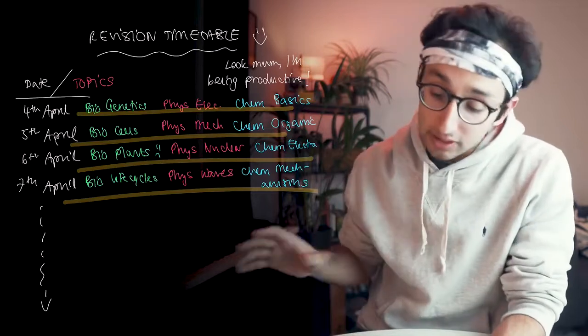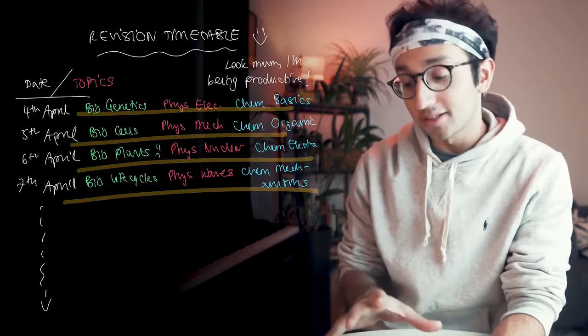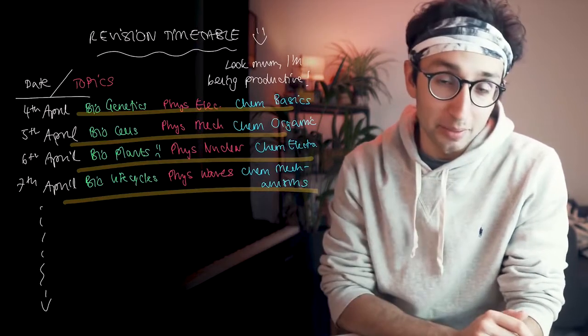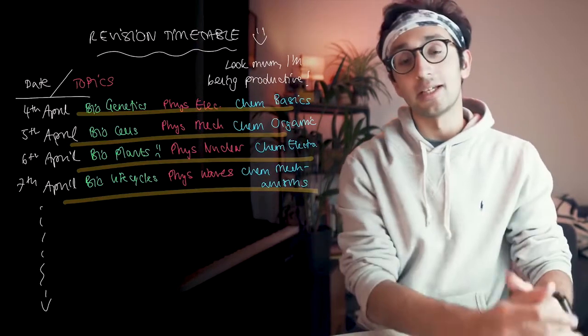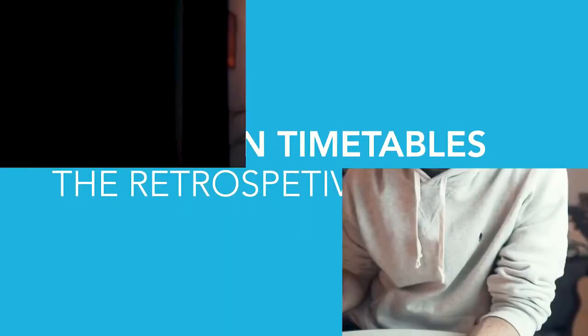So those are just some problems with the prospective revision timetable. These are all just my thoughts. Maybe it works for you, but I'll explain what the retrospective revision timetable looks like now, and hopefully you might be able to take something away from that to make your own studying a little bit more efficient. Okay, so a retrospective revision timetable looks something like this.